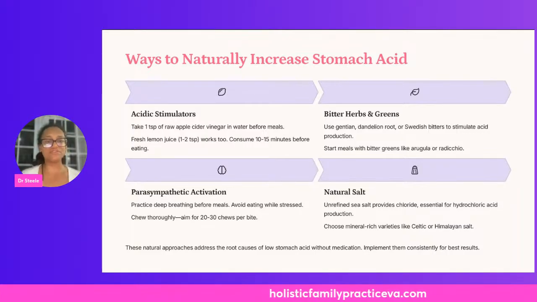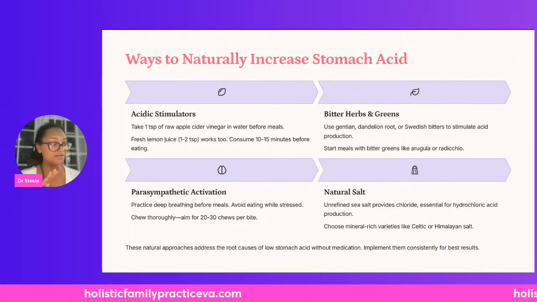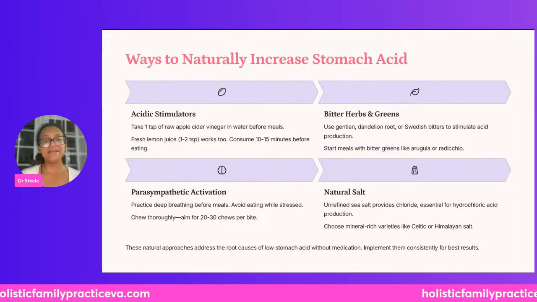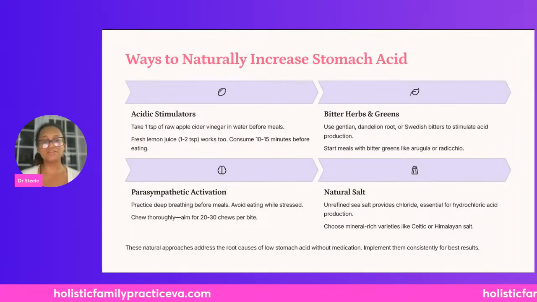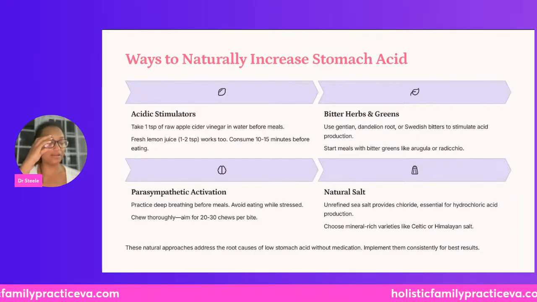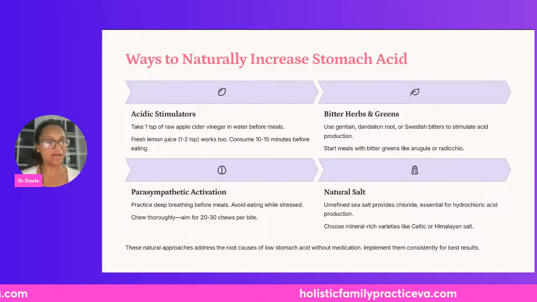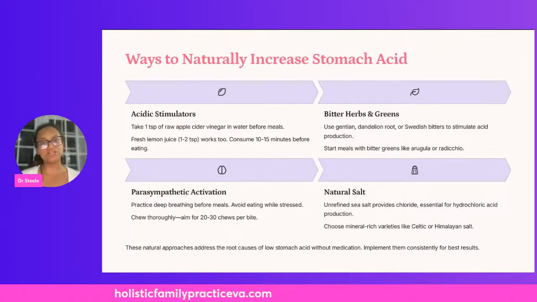So first things first, take 1 tablespoon of raw apple cider vinegar. That's with the mother, so it has a little bit of cloudiness in it, in water before your meals. Fresh lemon juice is also alkalizing. So 1 to 2 teaspoons works, and you're going to consume that 10 to 15 minutes before your meal to allow for greater alkalization for better digestion.